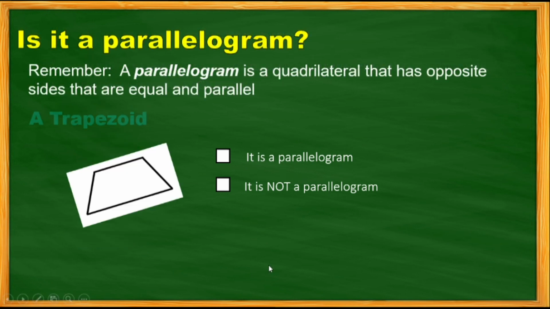Next, a trapezoid. A parallelogram is a quadrilateral that has opposite sides equal and parallel. The opposite sides are parallel but not equal. So it is not a parallelogram. Again, they are parallel but not equal because this side is longer than this side.